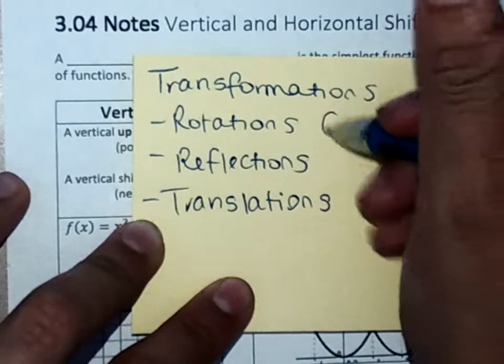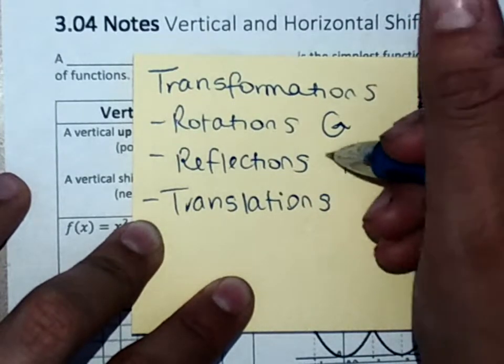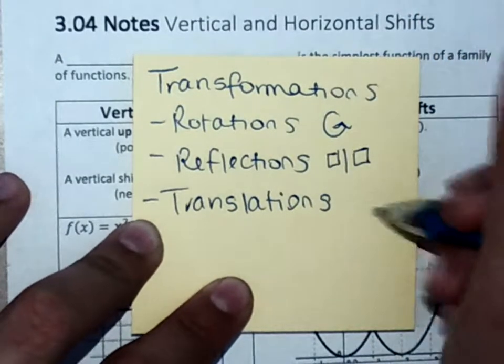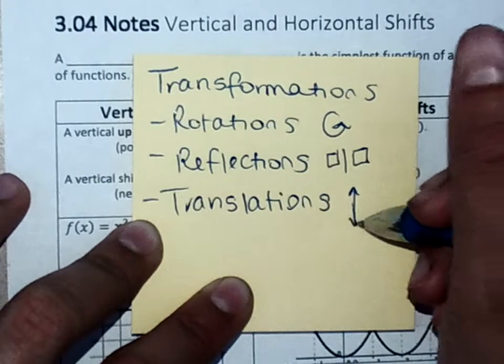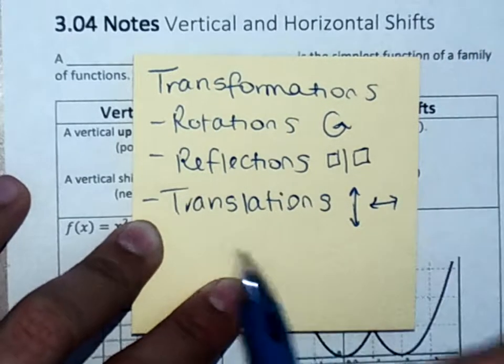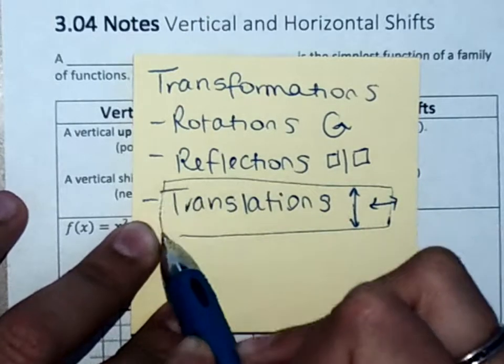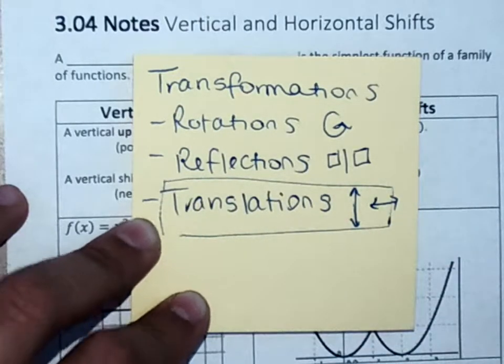So rotations always spun, reflections created mirror images, and translations just moved things up and down and left to right. And today we're going to be doing this piece, but with quadratic functions and other types of functions.